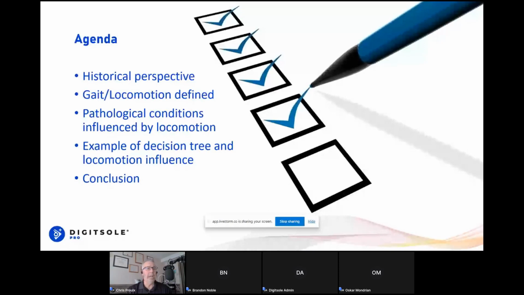Then we'll look at the pathological conditions influenced by locomotion. In other words, what types of things could we utilize locomotion or gait analysis for, as part of our human movement analysis or assessment tools or techniques in evaluating our patient population? And then I'm going to go over an example of a decision tree, using locomotion influence to help guide it. This was a specific patient, an older adult with a history of falls and mobility disorders.